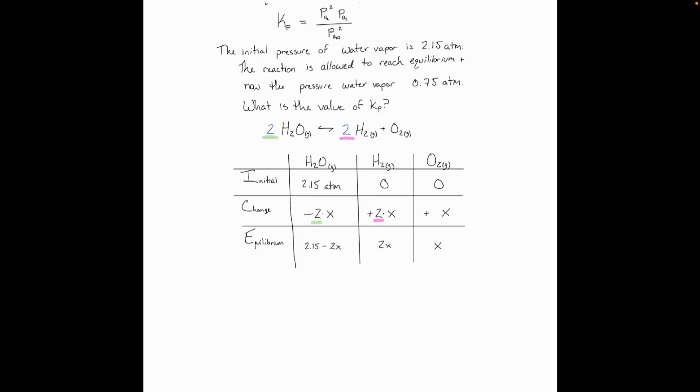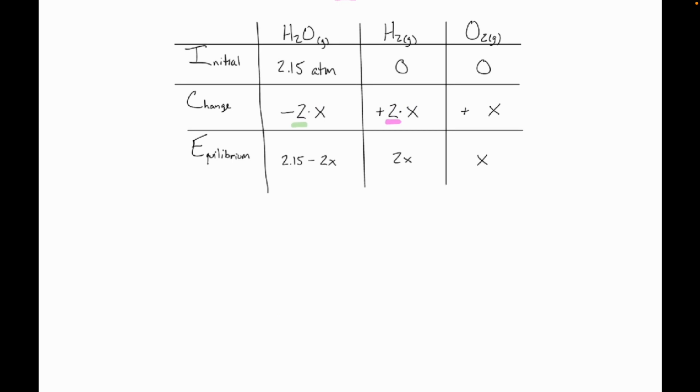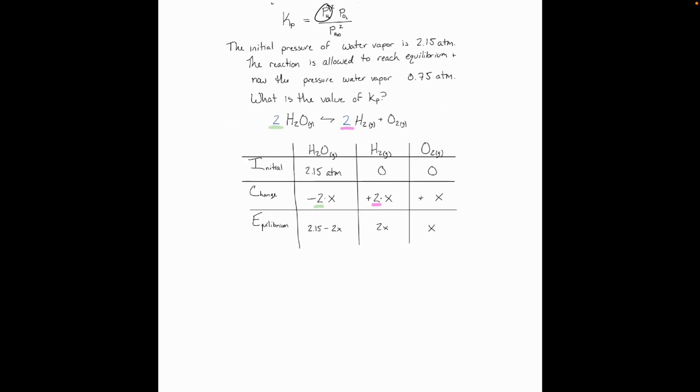Now, why did we build this ICE table here? Because now we know what the equilibrium value is for each one of the components in our expression for Kp. So I can go back and fill in this expression for Kp, replacing each one of these pressures with their corresponding equilibrium value. So Kp equals the pressure of hydrogen gas. This variable here, I'm going to replace with 2x. So that means it becomes 2x squared.